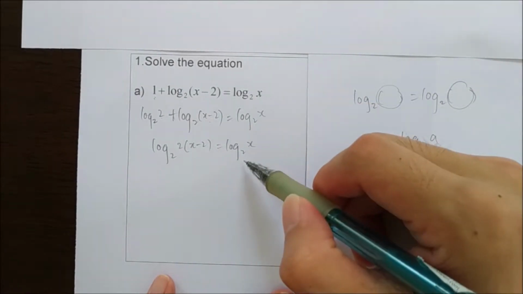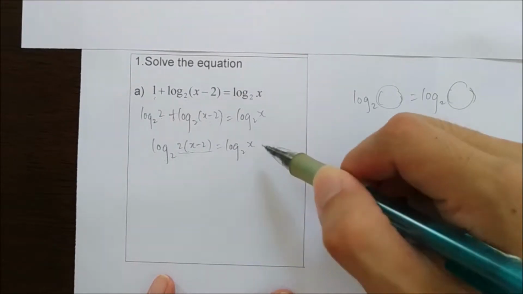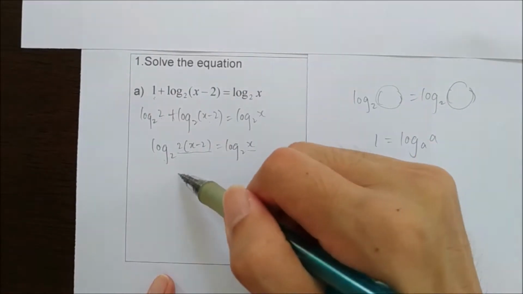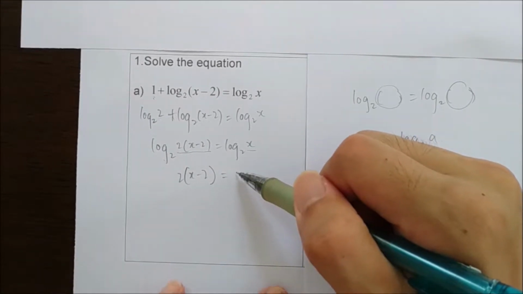Since they are both of the same base, by comparison, this equals to this. 2x minus 2 equals to x.